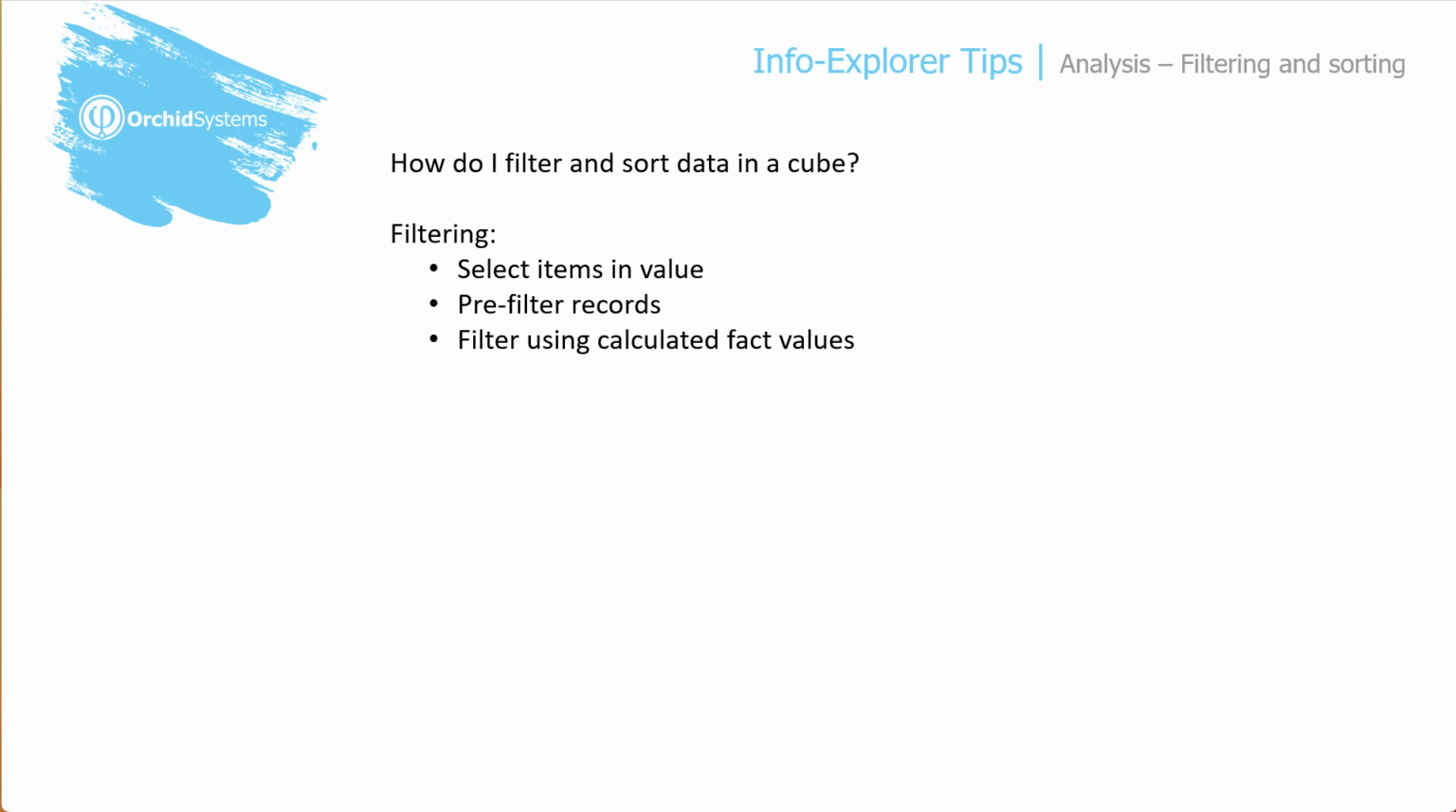Thanks, Natalie. I'm going to give you some tips on filtering and sorting using Info Explorer. For filtering, there are 3 different ways you can filter the data you're seeing, either by selecting a particular dimension value, or you can pre-filter the underlying records, or you can filter on a calculated fact. And for sorting, you can either sort your data by dimension value or by fact.